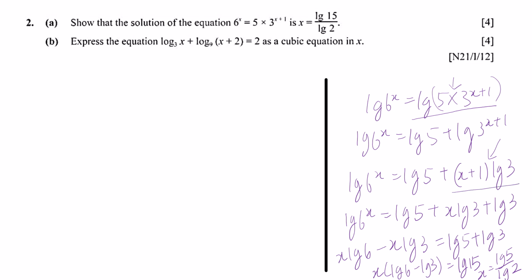Because I have here x log 6 and x log 3, I have to bring all the terms involving x together. Log 5 and log 3, I can combine them to be log 15. On the left hand side, factorize x out. Log 6 minus log 3, I can use the quotient rule to convert it into log of 6 divided by 3. That gives you x log 2.